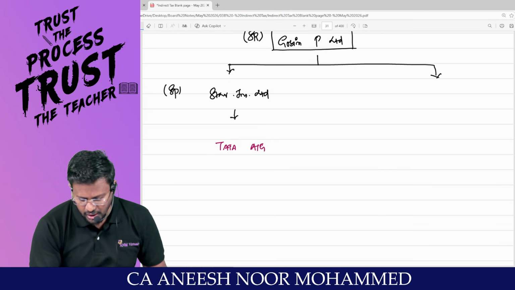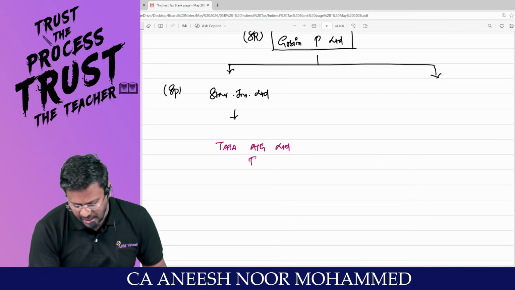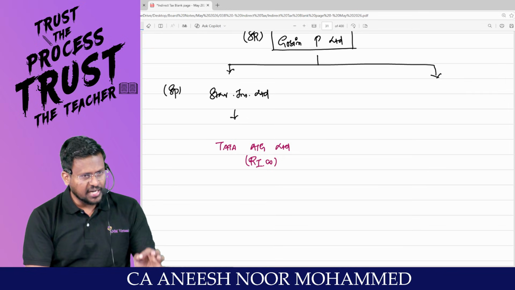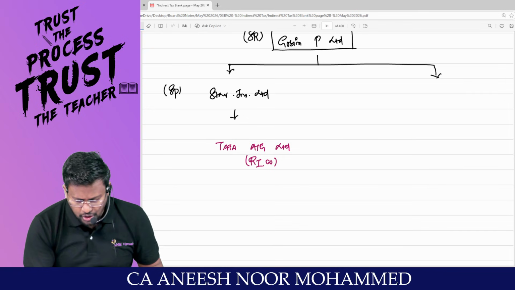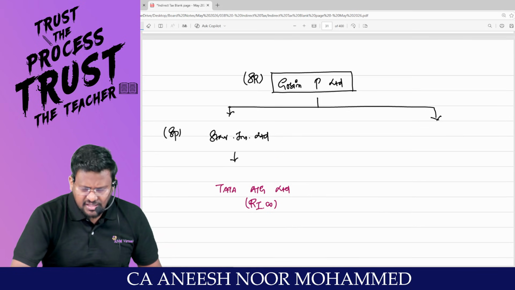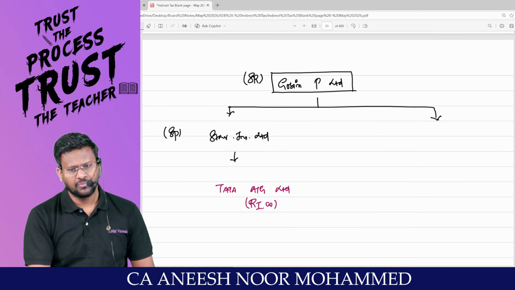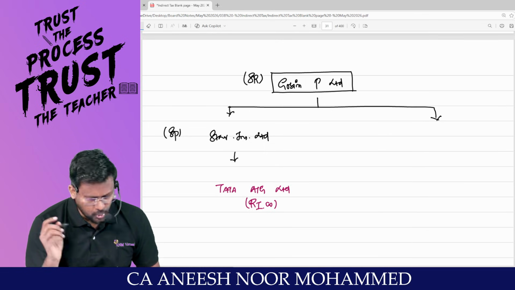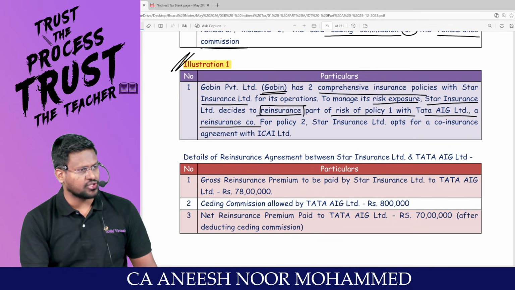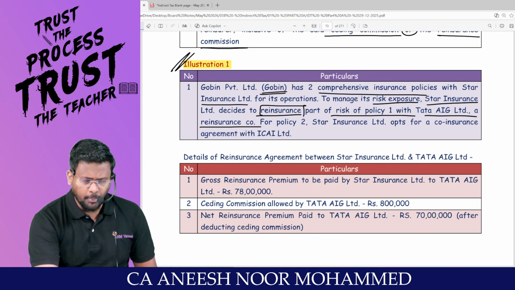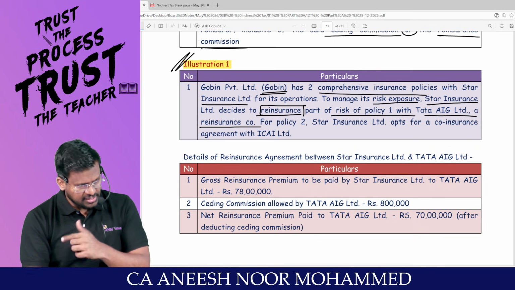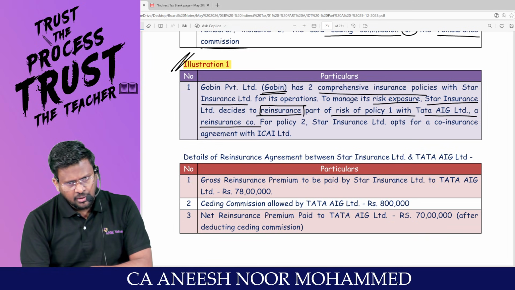Tata AIG Limited, some insurance company. They are a reinsurance company. So Star Insurance Company has reinsured with Tata AIG. You know one thing: Tata AIG and Gopin do not have any relationship. Only Gopin and Star Insurance have a relationship. Star Insurance and Tata AIG have a relationship, right? Sir, Gopin has how many insurance policies? 2 insurance policies. One with Star, and Star is having reinsurance with Tata AIG.